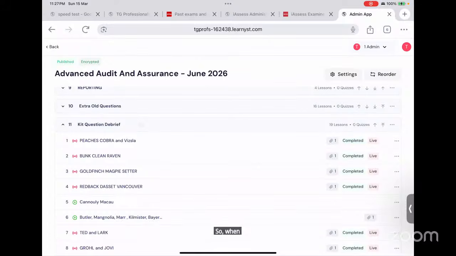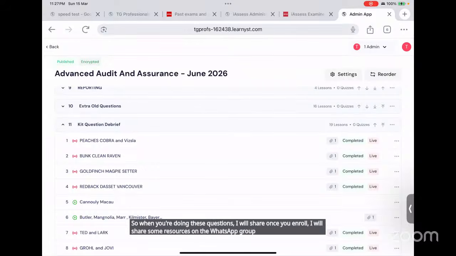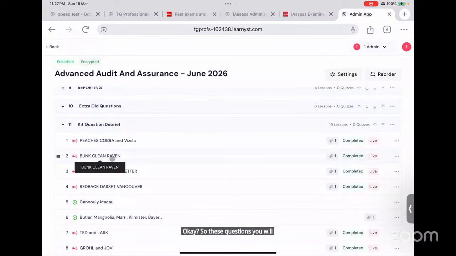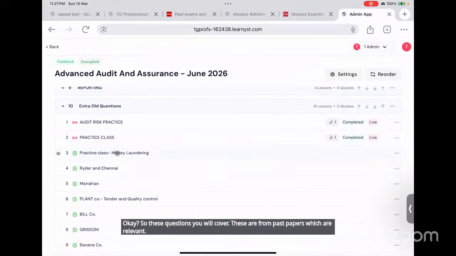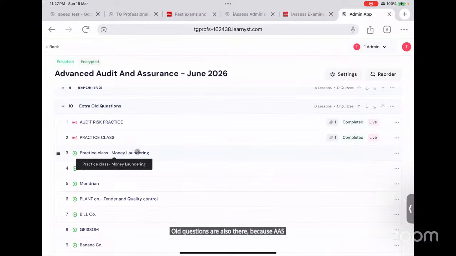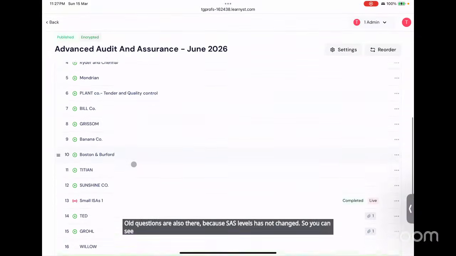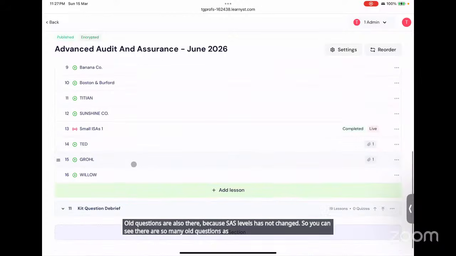So when you're doing these questions, once you enroll, I'll share some resources on the WhatsApp group from where these questions are. Okay, so these questions you will cover. These are from past papers which are relevant. Old questions are also there because the AAA syllabus has not changed. So you can see there are so many old questions as well.